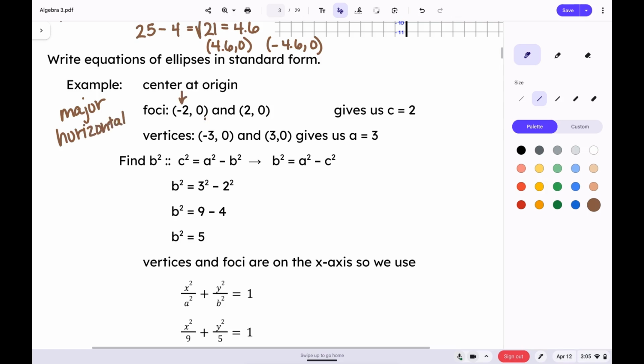Because these numbers are written first. Okay, that's how I know that. If the zeros were in the x coordinates and then the numbers were in the y, then it would switch my major to a vertical.